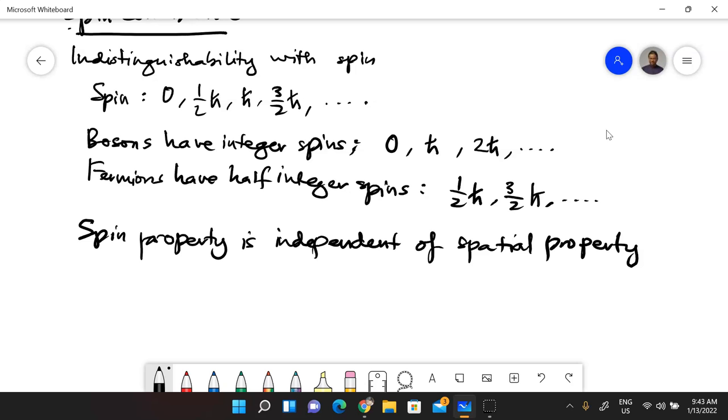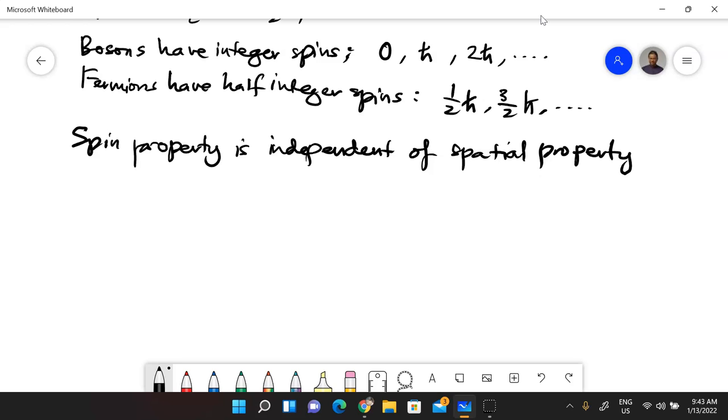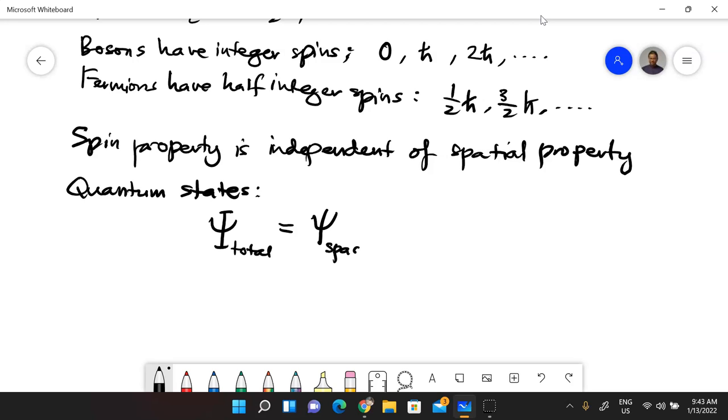So in other words, your quantum states will be divided into two factors. So quantum states generally factorize as follows. You have the total quantum state, and then you have a part corresponding to the space part, and then a part corresponding to the spin part. Okay.